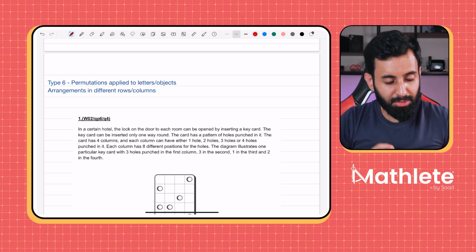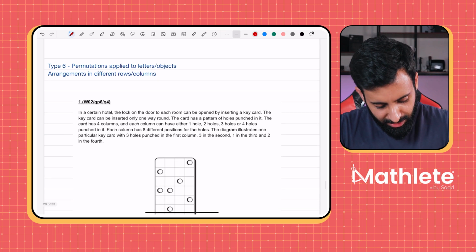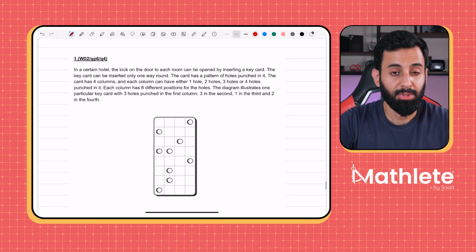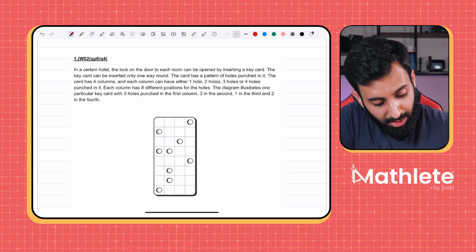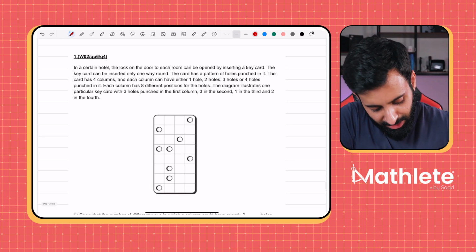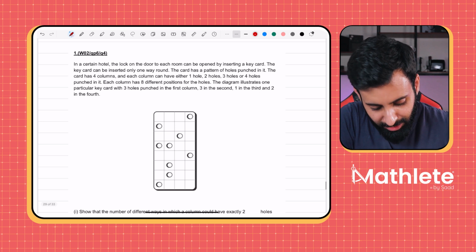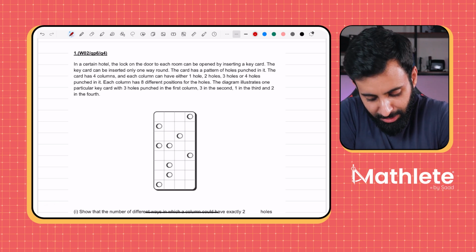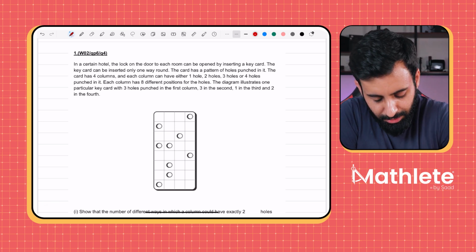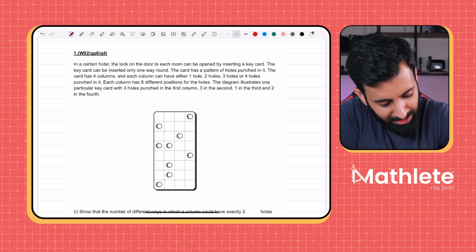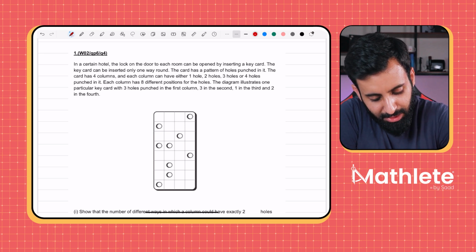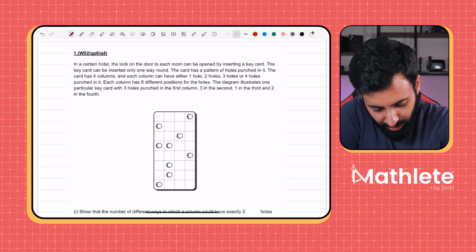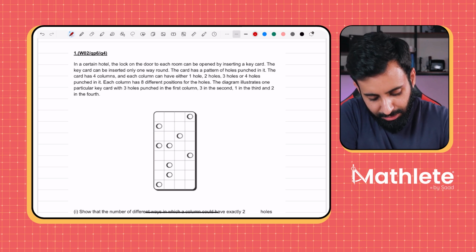So let's find out what those technicalities are, and let's start with the first question, which is a very old question. It's from October-November 2002, question paper 6 and question 4. Okay, let's see what it says. So it says here, in a certain hotel, the lock on the door to each room can be opened by inserting a key card. If you've ever stayed in a hotel, you know how that works. The key card can be inserted only one way around. The card has a pattern of holes punched in it. The card has 4 columns, and each column can have either 1 hole, 2 holes, 3 holes, or 4 holes punched in it. You can see that from the diagram.